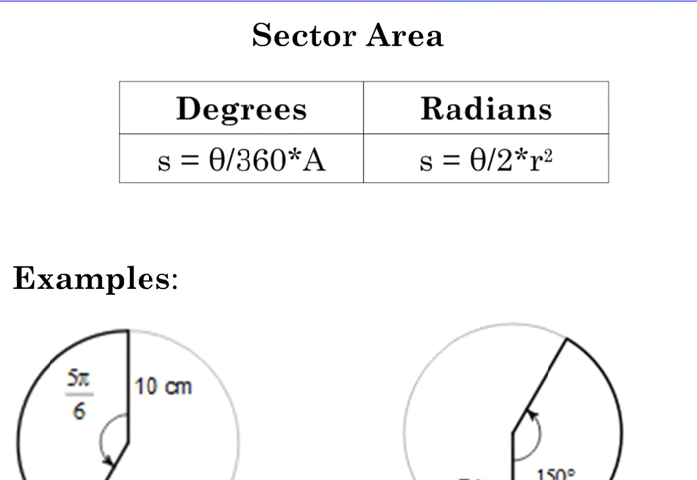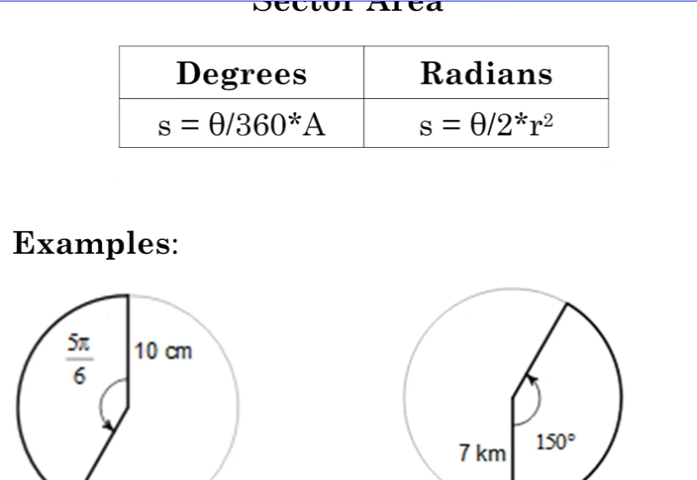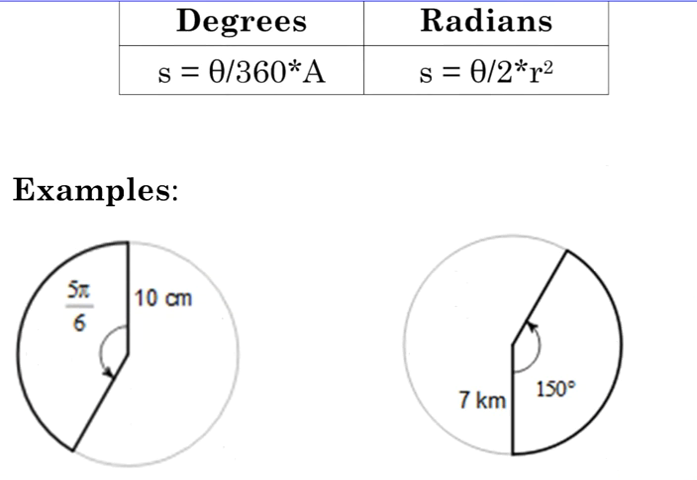Area. Similar idea here. We're just talking about a part of the circle. We're talking about the area of the part of a circle. So let me just highlight it to give ourselves this visual. If we're talking about the sector area, we are talking about the area of this part of the circle.